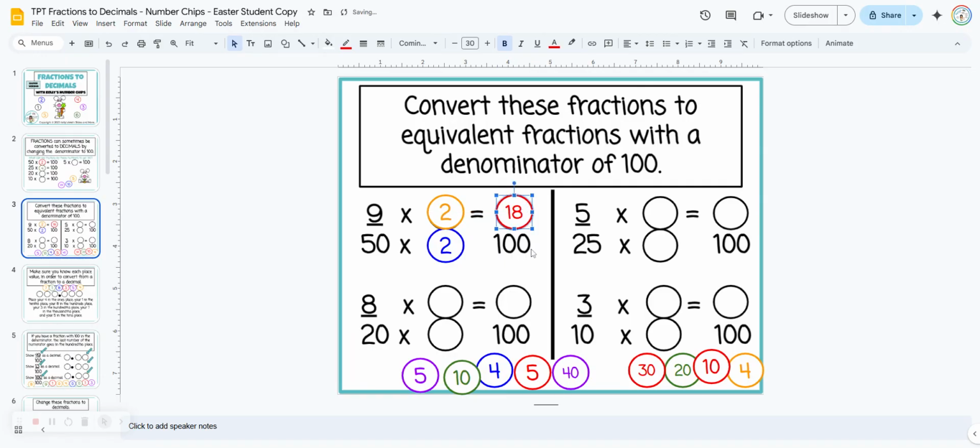Now once this fraction is an equivalent fraction with 100 in the denominator, then they can convert it to a decimal. So here they know they have to multiply by 4 in the denominator and the numerator, and so on. And again, they're going to be using every single number chip.